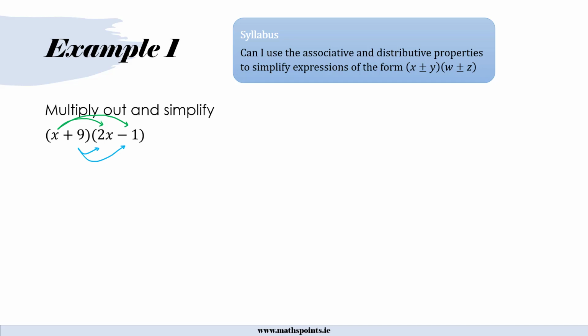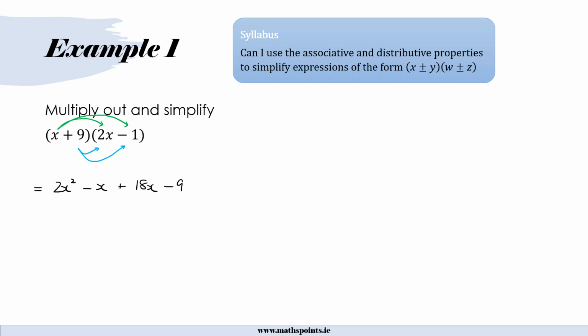And if I was doing this question, I would probably do it this way. If you're in Leaving Cert Honours Maths, probably very good at multiplying out brackets, I would probably do this as well. So x by 2x, first of all, is 2x squared. x by minus 1 is minus 1x. Then we do 9 by 2x, and 9 by 2x is 18x. And then we do 9 by minus 1, and that's minus 9. So again, everything in the first bracket was multiplied by everything in the second bracket.